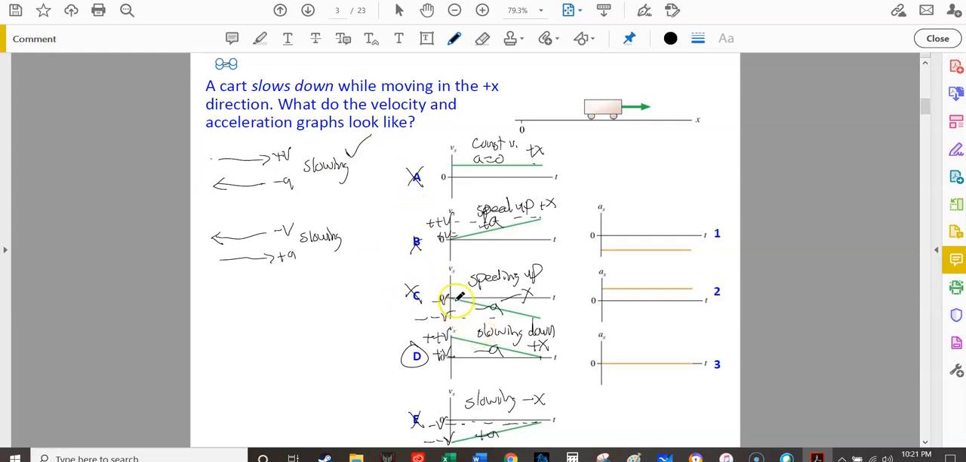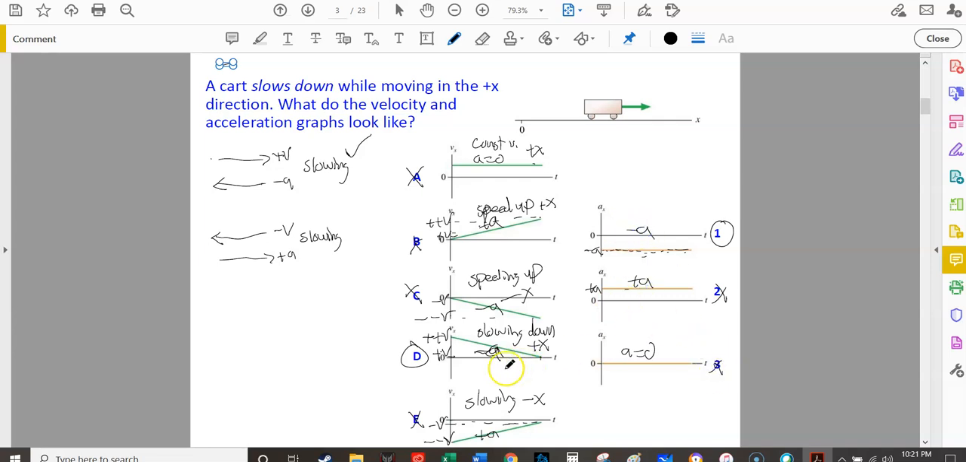Now let's look at the acceleration versus time graphs. A negative acceleration is going to be a negative line. It's got to be below the axis. So right here, number 1 shows an acceleration that is below the line, and so it's a constant acceleration, which will go with a straight line here. Number 2 is showing a positive acceleration. That is incorrect. And number 3 is showing an acceleration of 0.